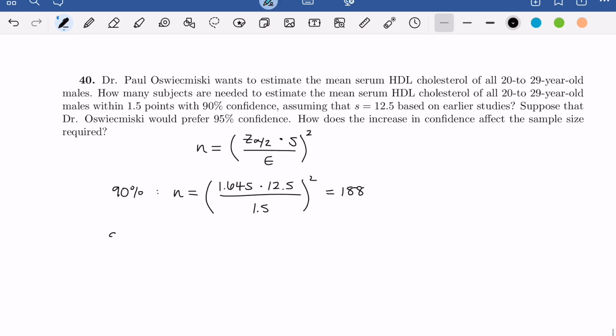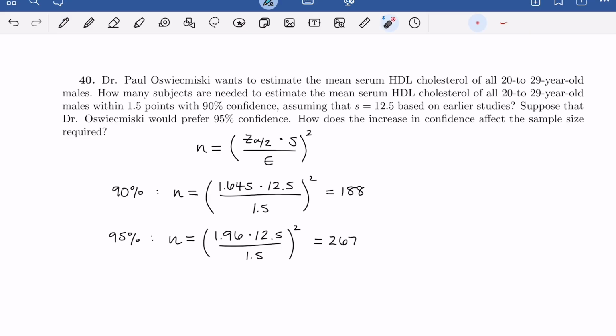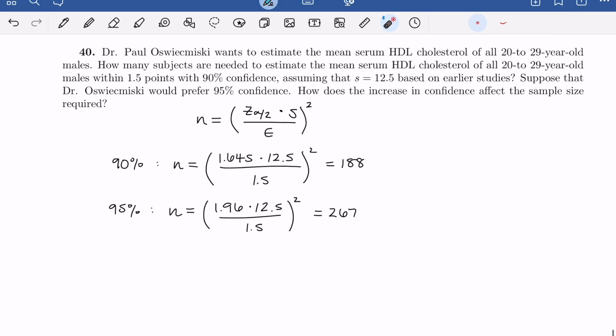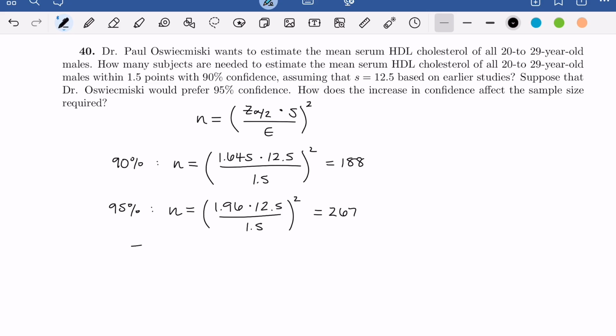And then for 95% confidence, we're going to do the same exact thing, except in this case, our critical value z of alpha over 2 is going to be 1.96. So that's the only thing that is changing here in this formula. This is going to give us 267. So clearly there's a pretty big jump here from going from 90 to 95%. So increasing the confidence level increases the sample size needed.